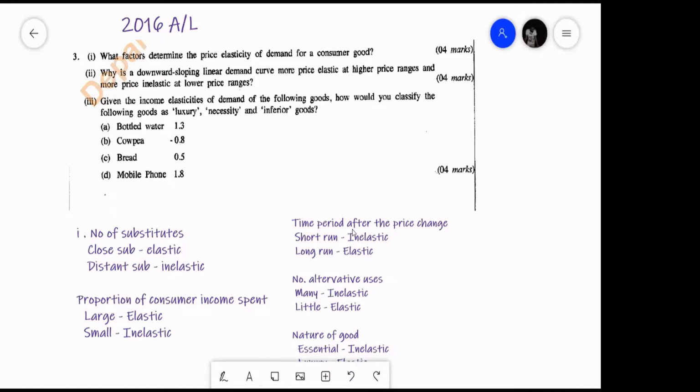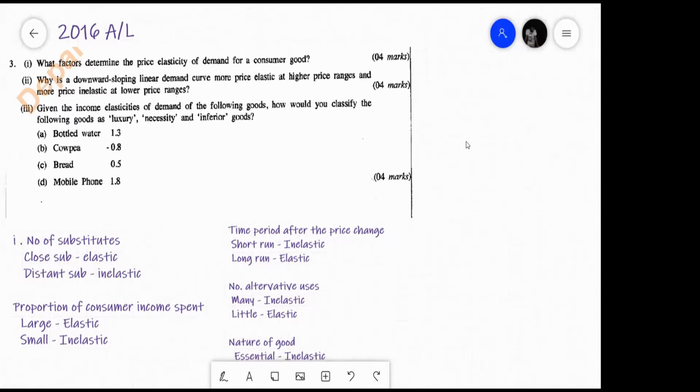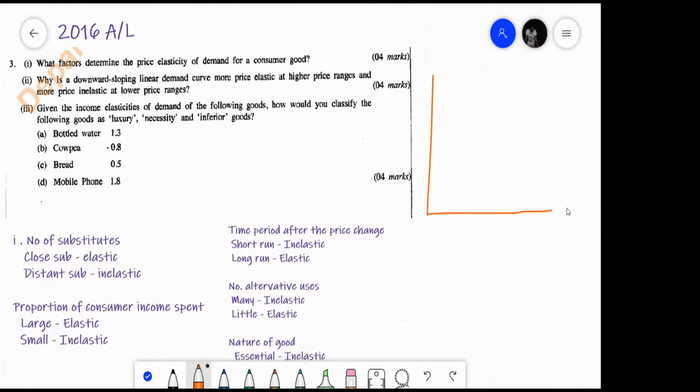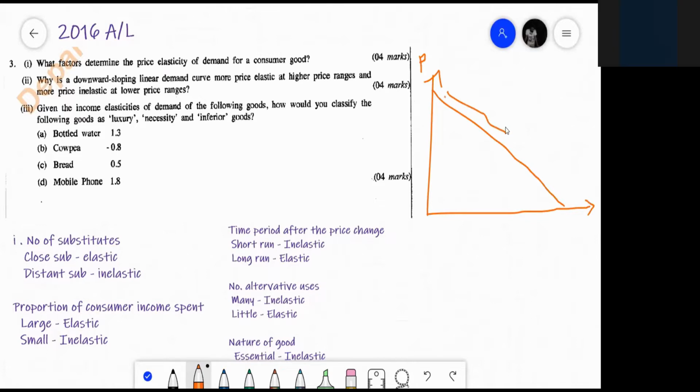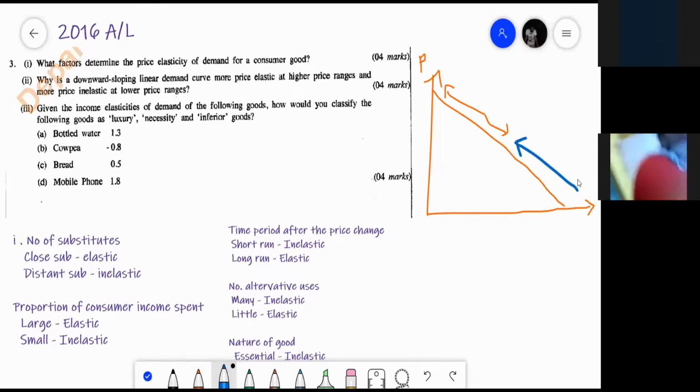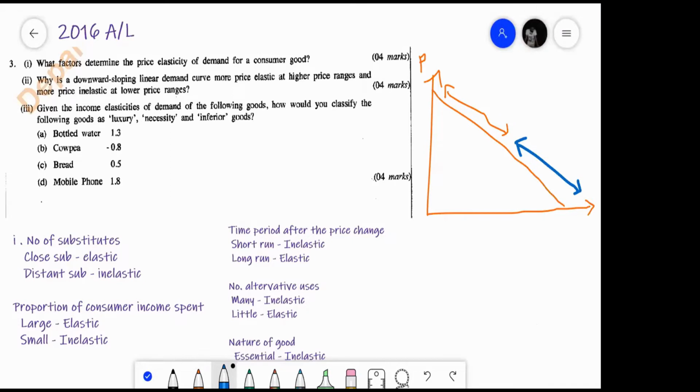Why is a downward sloping linear demand curve more price elastic at higher price ranges and more price inelastic at lower price ranges? It comes with a very simple method. I think I was explaining halfway last class, so I'll just explain the basics here. If you look at a downward sloping demand curve, they are saying it is elastic at higher price ranges. This is the price axis, this is the quantity axis. In the higher price ranges it is elastic, and in the lower price ranges, drawn in blue, they're saying it is inelastic. Why is that? What do you think the reason is?